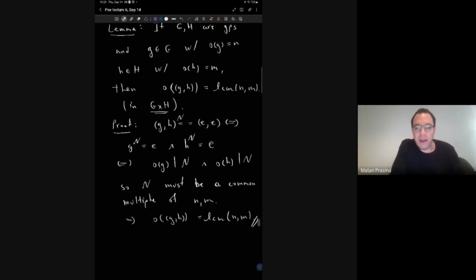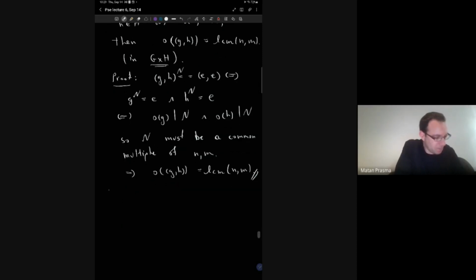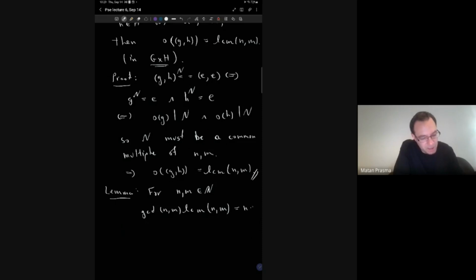Now, since we're dealing with the LCM and GCD, it's useful to know a small fact. Let's call it a lemma. For two natural numbers n and m, if you multiply the GCD of n and m and the LCM of n and m, you simply get n times m.